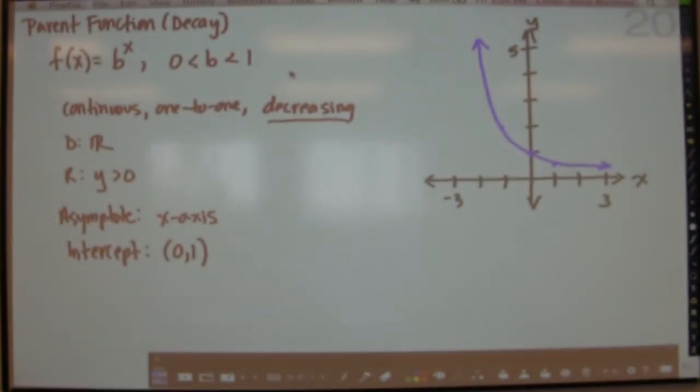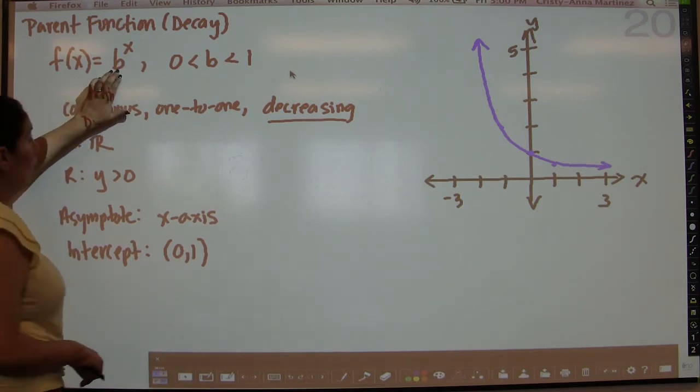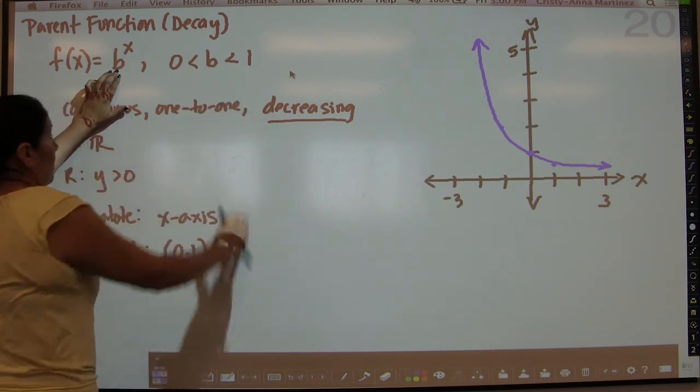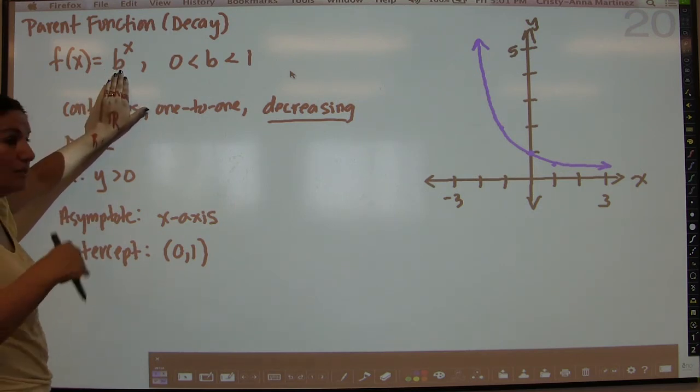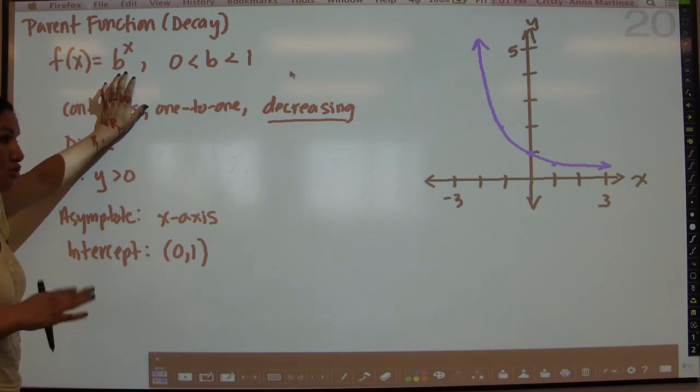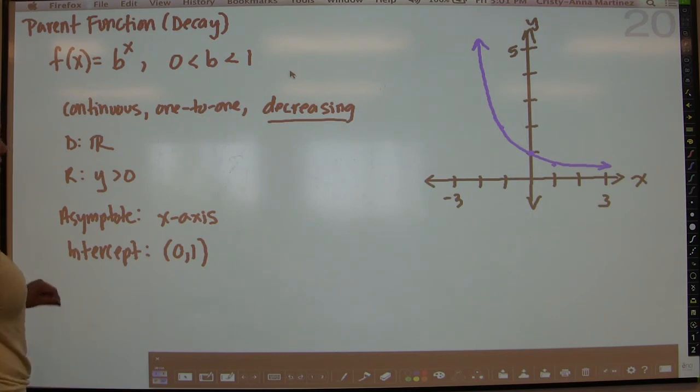All right, so then we're going to go to our parent function again. You recall that in the beginning we started with the parent function for exponential growth. Now we're going to go with exponential decay. In the case of exponential decay, you have the same exact equation, with the exception that now the b values are between 0 and 1. If you look at your notes from the beginning of the lesson, we talked about b greater than 1. If b is bigger than 1, then you have an exponential growth function. But if b is between 0 and 1, then you have an exponential decay function.